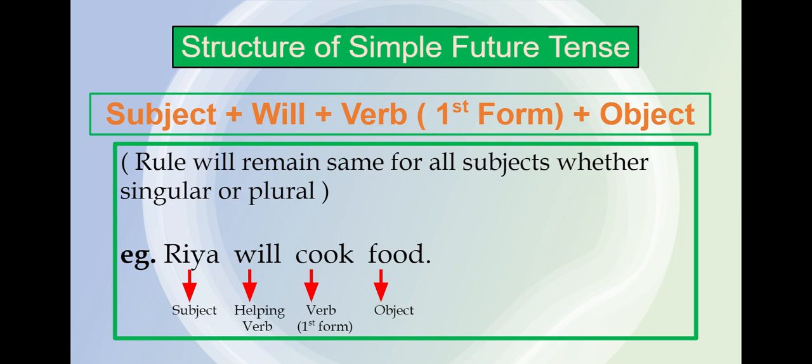This form remains the same. Here, when we are giving the example, Ria will cook food. So, Ria is the subject, the helping verb is will, cook is the first form of the verb, and food is the object. Will give, will take. This form remains the same regardless of whether the subject is singular or plural. It also stays the same no matter which person we are talking about, first person, second, or third person. Like, I will run, she will be a superstar.